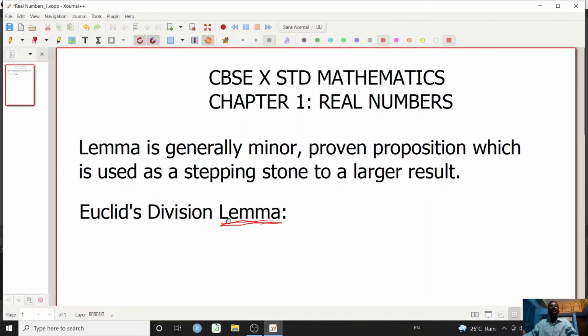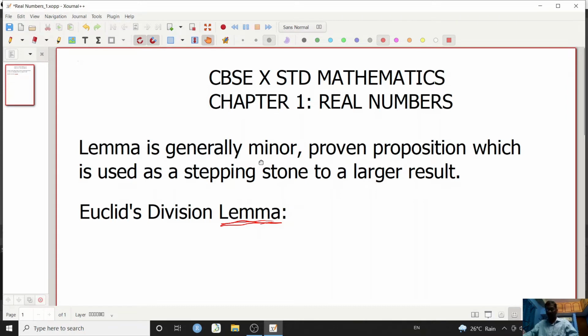Euclid's division lemma. Before going into it, let us try to understand the meaning of the word lemma. A lemma is generally a minor proven proposition which is used as a stepping stone to prove a larger result. So what is a lemma? A lemma is a proven statement, which is usually a minor statement.